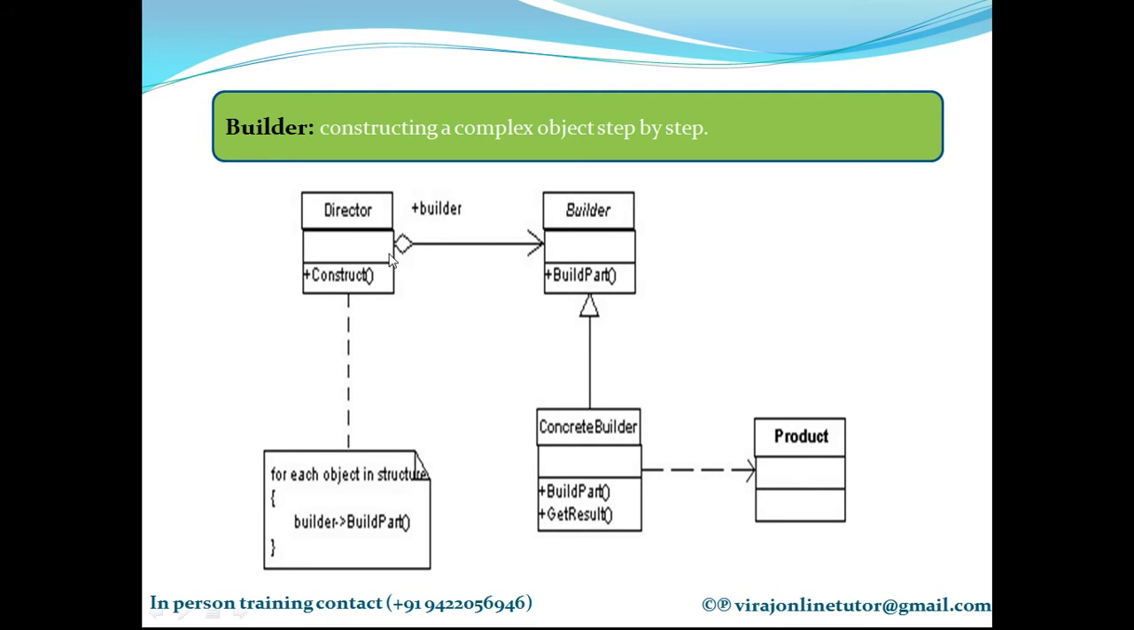So this is going to have a builder in it, and this is an abstract builder class which says build part, and this is a concrete builder which builds the actual part. So it will build part and get result. Get result will give the result of this particular builder. For example, window builder's get result will return a window. Door builder class's get result will return a door, and so on. So this is building the actual product.